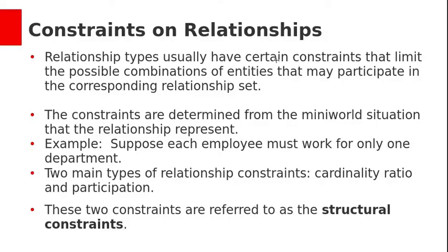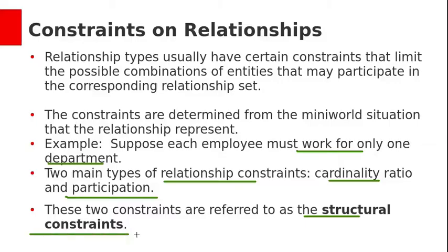Relationship types usually have certain constraints that limit the possible combinations of entities that may participate in the corresponding relationship set. For example, suppose each employee must work for only one department. This is the constraint. We need to represent this kind of constraint while we are representing these relationships in the ER model. There are two main types of relationship constraints. One is cardinality ratio and the other is participation constraints. Collectively, these two are called structural constraints.